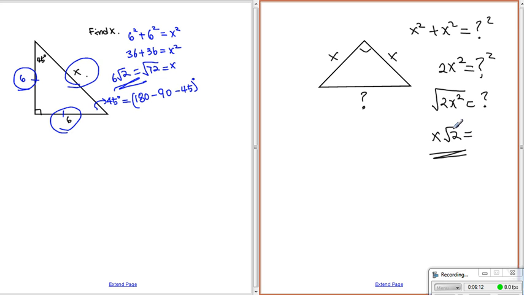All right. And the pattern is, when the two legs are equal to x, the hypotenuse will be equal to x radical 2. And you will also realize that the measure of the angles on both sides will be 45 degrees.